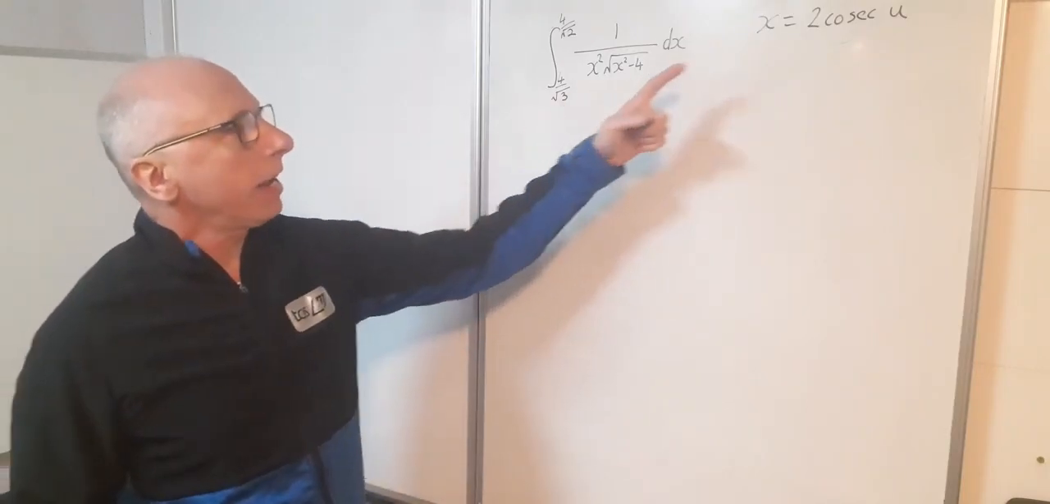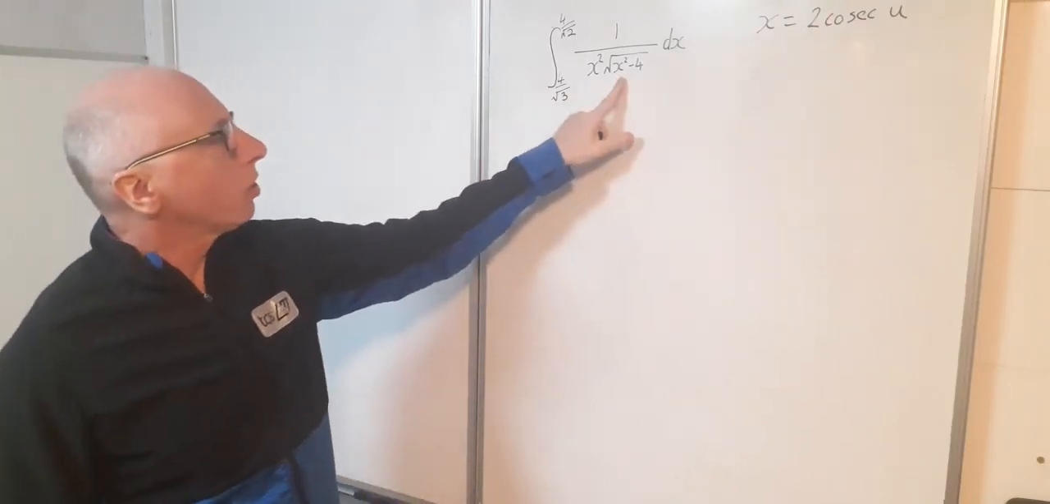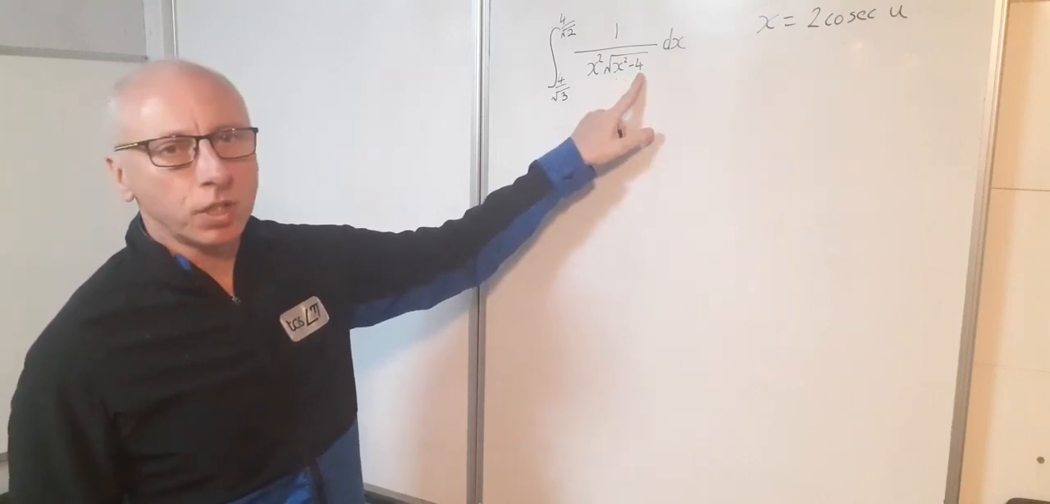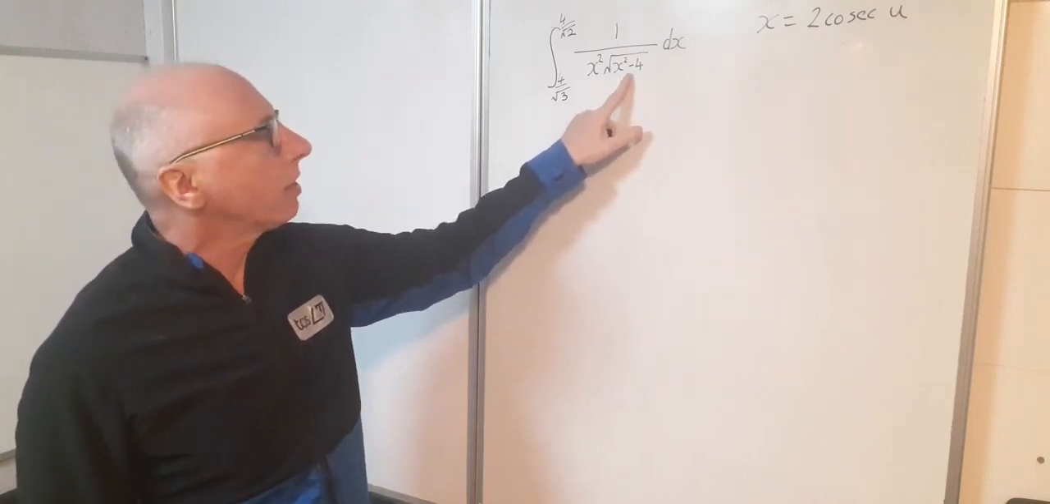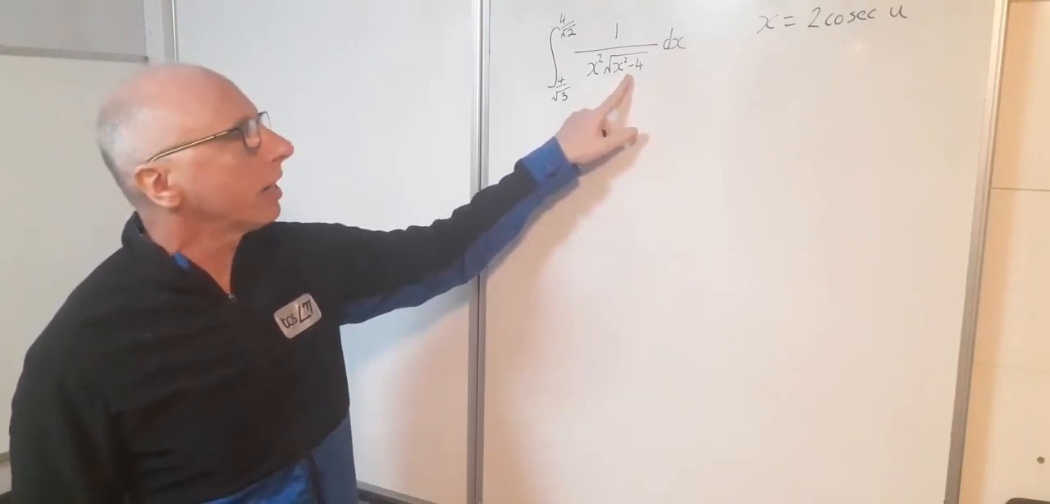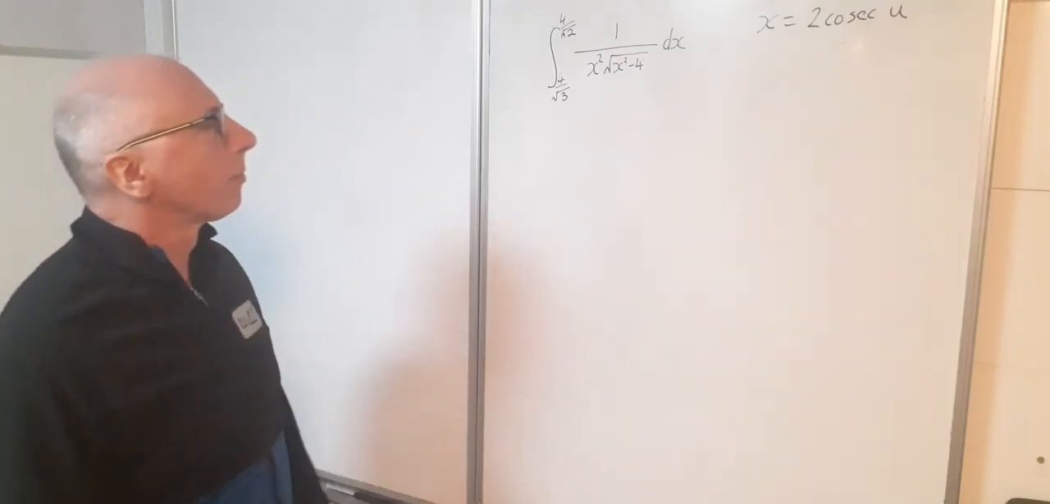I've chosen that one because I want this 2, because when I square it, I want a 4 to go with this 4 as well. So that will work good. And then hopefully inside here, I'll get some sort of trig identity. So let's progress with this one and see where it takes us.